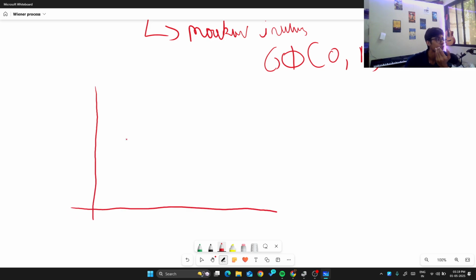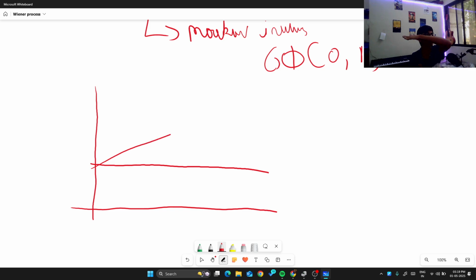Right, there is a mean of process. Mean of process means it sets the level of the stock price. If mean is 0, then it is a constant like this. If mean is a little bit up, it can go like this. If mean is down, negative or anything, it goes like this. So this is the mean of the process, right?